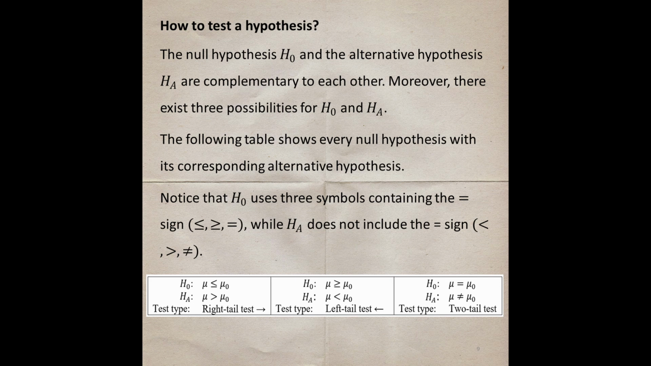The following table shows every null hypothesis with its corresponding alternative hypothesis. Notice that H0 uses 3 symbols containing the equal sign: equal to, less than or equal to, greater than or equal to, while HA does not include the equal sign: not equal to, less than, greater than.